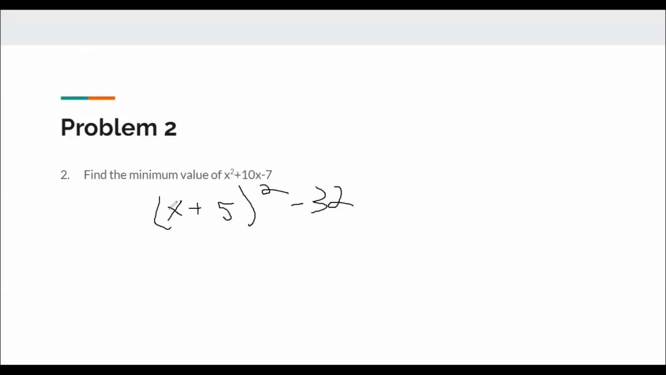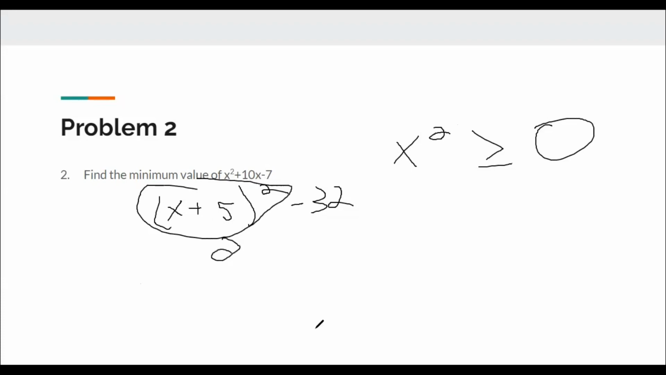Now, we're going to talk about this later, but there's a trivial inequality which states that for any real value x, x squared is always greater than or equal to 0. It's pretty easy to figure out. So in this case, the minimum value of this will be 0. So it's just going to be 0 minus 32, or negative 32. So that's our answer.